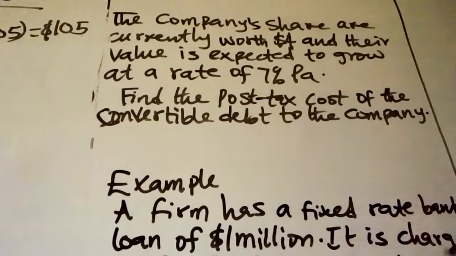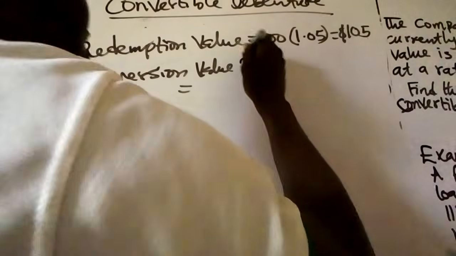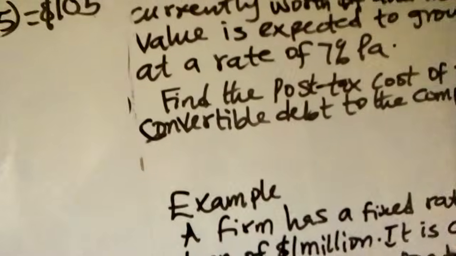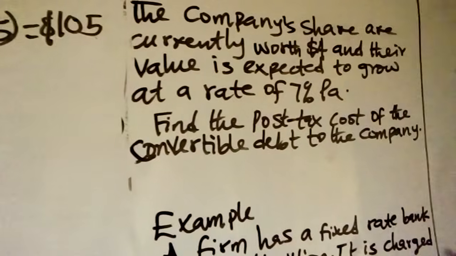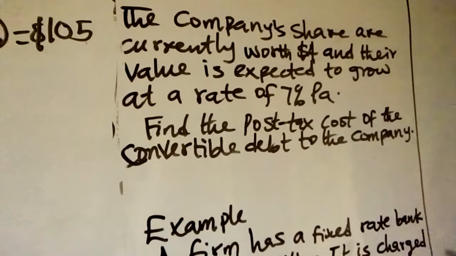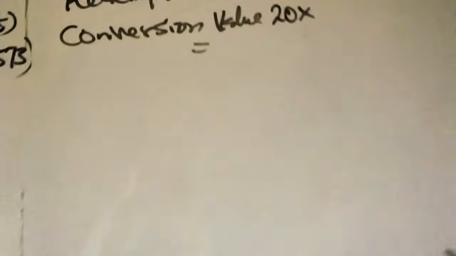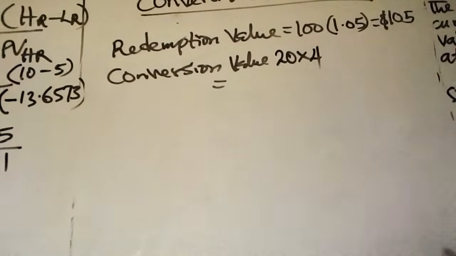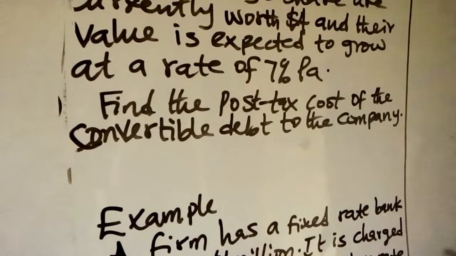You know, we want to convert it to shares. Now, conversion value: it will be converted to 20 shares. 20 shares multiplied by the market value of the company's shares, which is $4. The company shares are currently worth $4. So we multiply by 4, and 20 times 4 will be 80. And their value is expected to grow at 7% per annum.